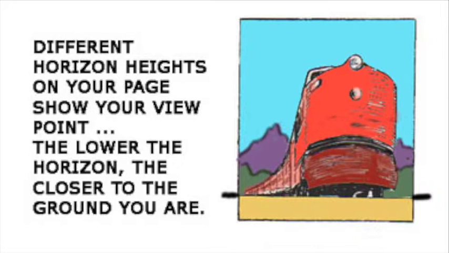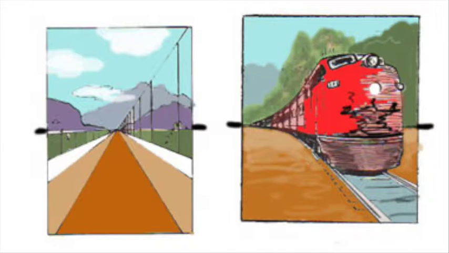The first step for your culminating task is to decide where you want your horizon line to be on your page. Different horizon heights on your page show your point of view. The lower the horizon, the closer you are to the ground. So this is a low horizon line, which basically means we're sitting right on the ground directly in front of the train, and that's where we're taking our picture from.